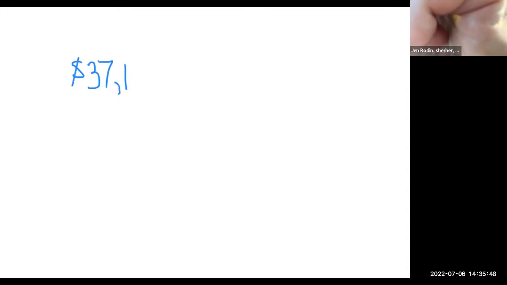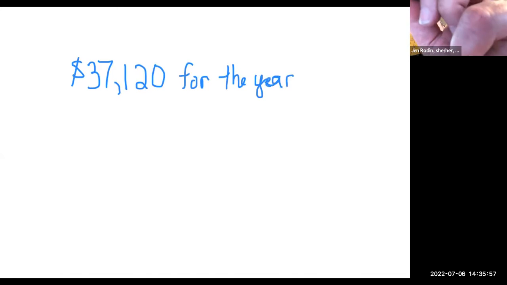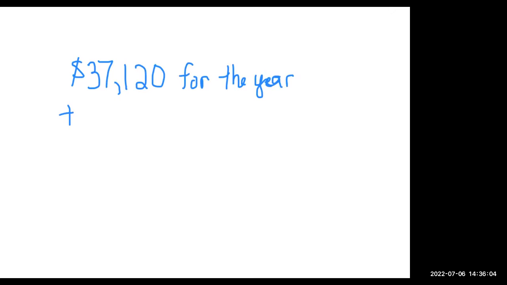So the information was your total is $37,120 for the year. That's before taxes and stuff. And let me look at that one again, because that one's kind of a funny one, isn't it? A year-end bonus. You're paid twice per month. What will your gross pay be for each paycheck?